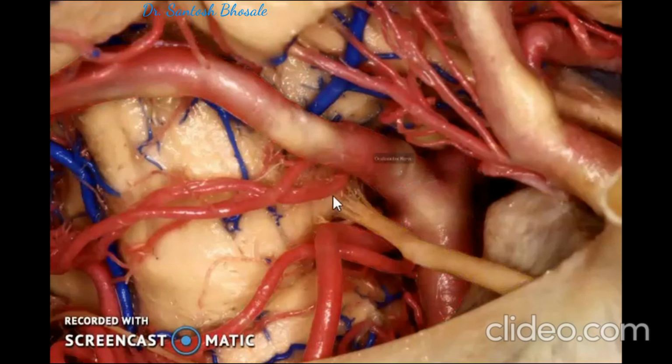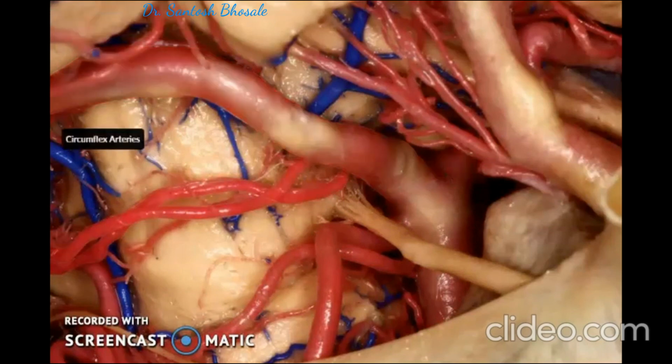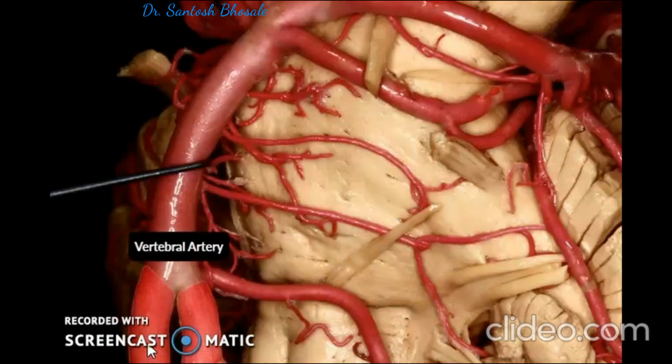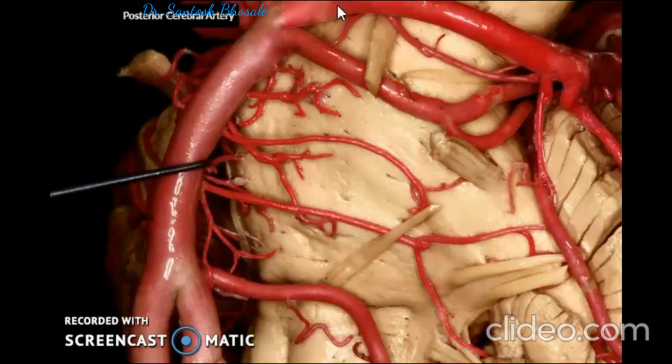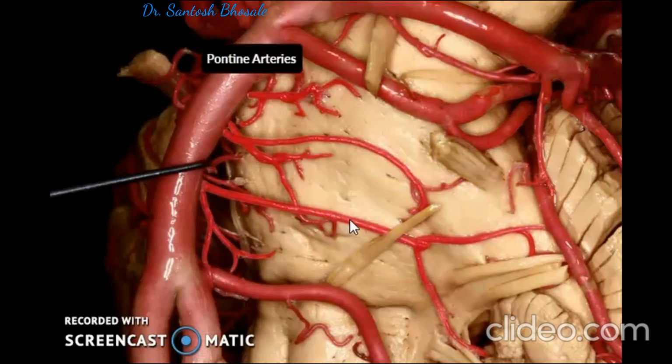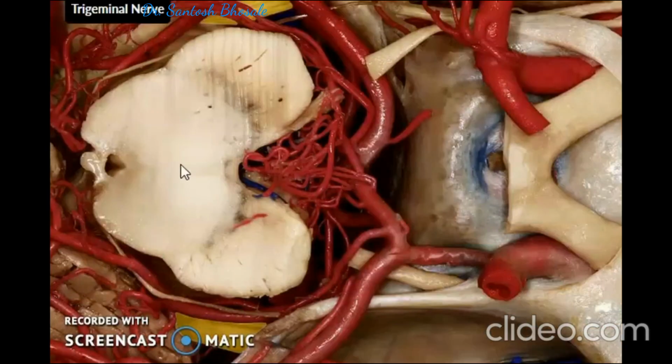You can see there superior cerebellar artery, circumflex branches, posterior cerebral artery supplying the midbrain, and this is the left lateral view showing the vertebral artery, basilar artery supplying the pons here. You can see anterior inferior cerebellar artery, pontine branches, posterior cerebral artery, and superior cerebellar artery supplying the pons, and they have three zones: anterior, lateral, and posterior. Depending upon which set of arteries are involved, the symptoms and signs will appear.